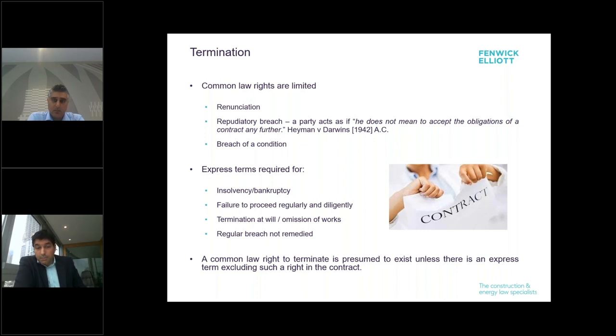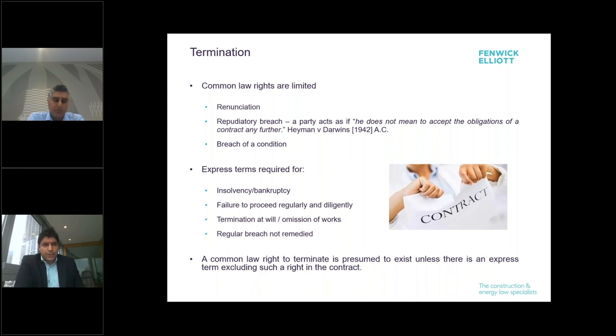Termination at will and omission of works, that's another interesting point that you do see making its way into contracts, but it always flags the question, what happens on loss of profit claims? Are they completely excluded? Are they capped? What happens if the employer suddenly just wants to walk away, rip up the contract and go somewhere else? And then you also see provisions saying, well, if we notify you of a breach and it's not completed within, let's say, 14 days or so, we will look to terminate. So those are all enhanced rights.